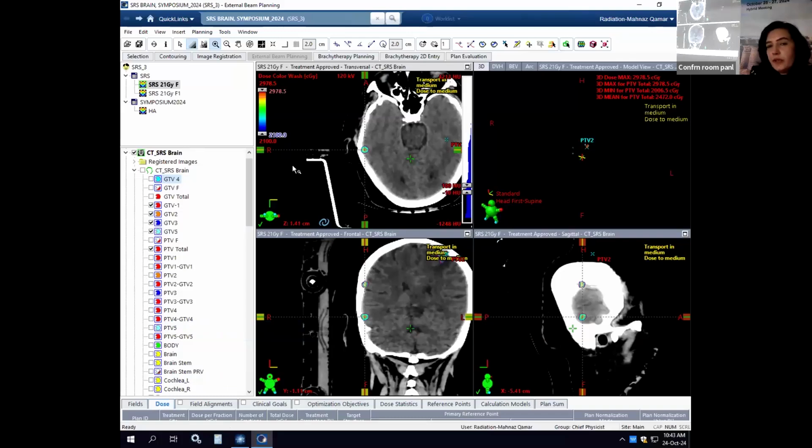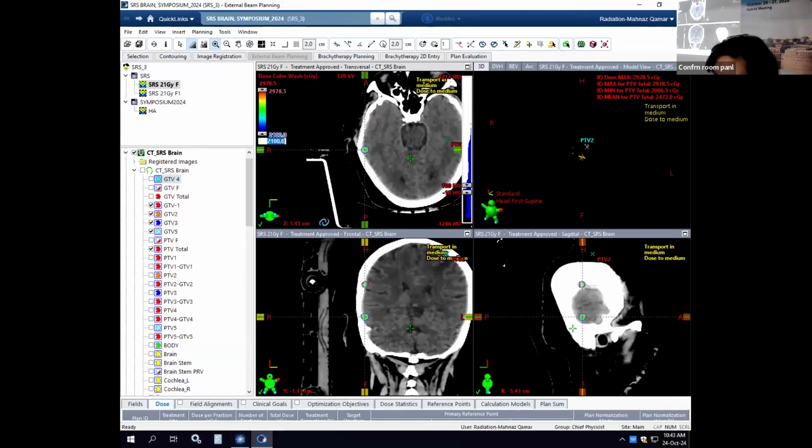So in this case, we were lucky. Our only normal organ that we had to spare was the normal brain. We didn't have any other critical organs nearby, like the brainstem. So we were able to achieve this easily.